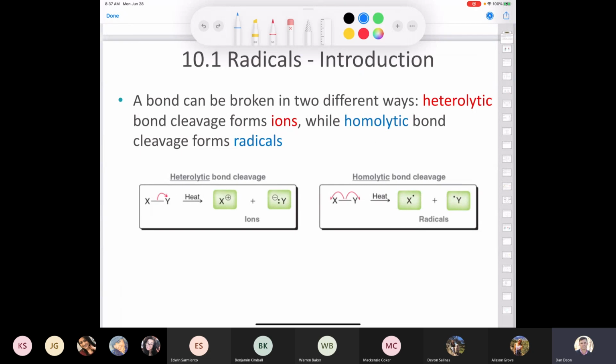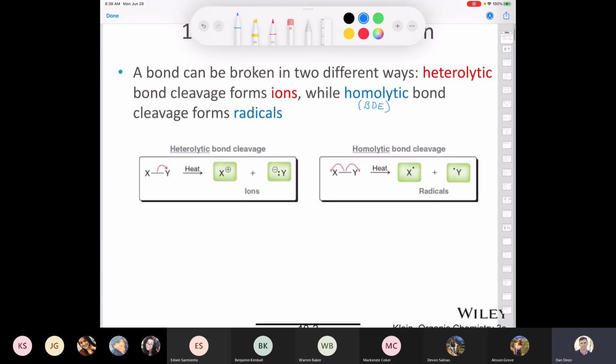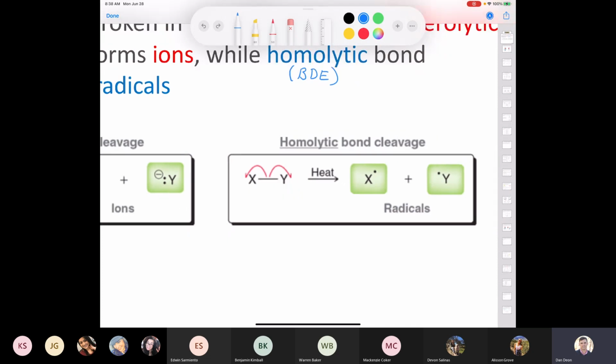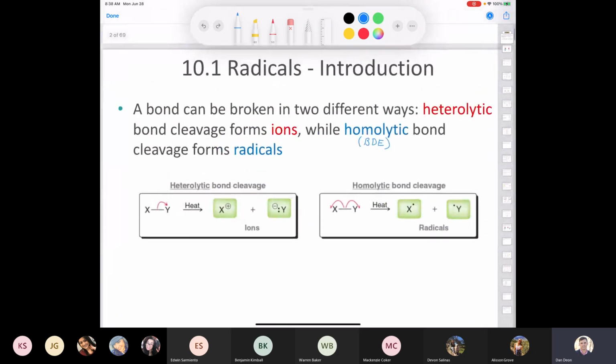If you remember in Chapter 6, when we talked about bond dissociation energies, I told you that those bond dissociation energies were measured from homolytic bond cleavages. Homolytic bond cleavage is where you have a bond between 2 elements, except one of the elements gets one of the electrons from that bond, and the other element gets the other electron. So you end up with a pair of radicals, because radicals have unpaired electrons.